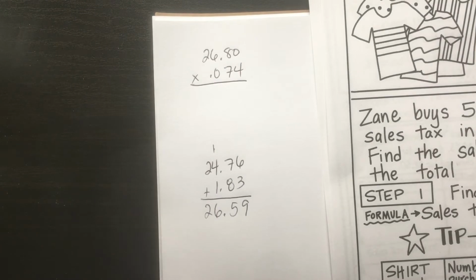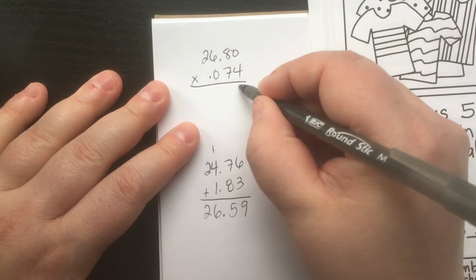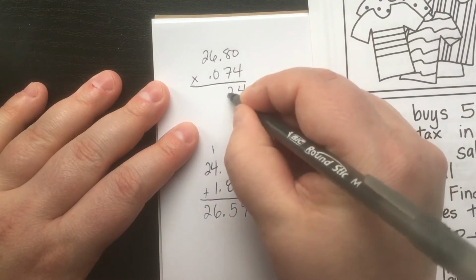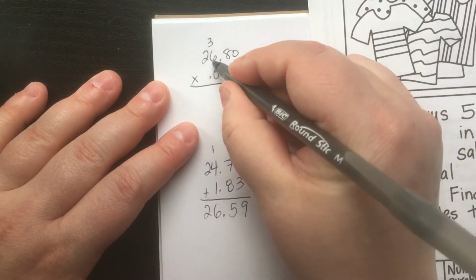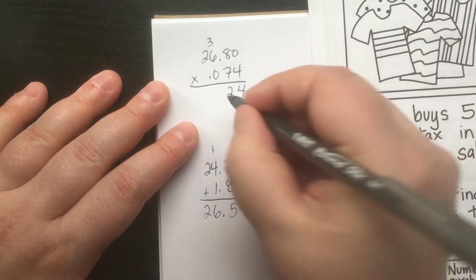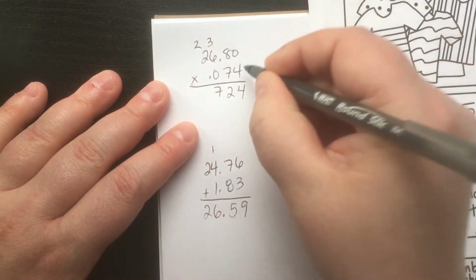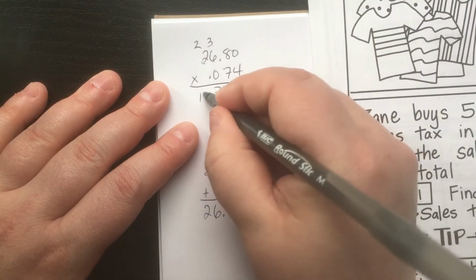All right, so 4 times 0 is 4. 4 times 8. 4 times 6 plus 3. 24 plus 3 is 27. 4 times 2 is 8 plus 2 is 10.